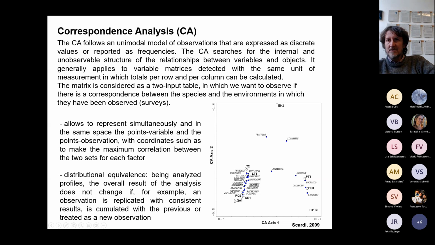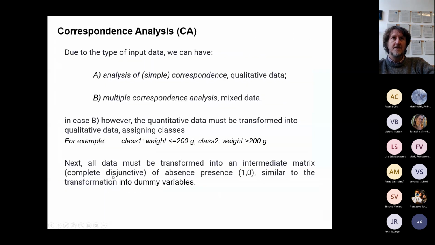So there is a correspondence here between the sampling points and the species, and so a correspondence between these species that are positioned here in the same space with the sampling points. And so it allows to represent simultaneously and in the same space points of variables and points of observation with a distributional equivalence. Okay.